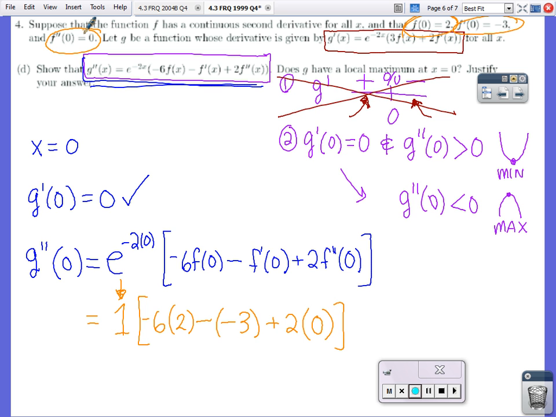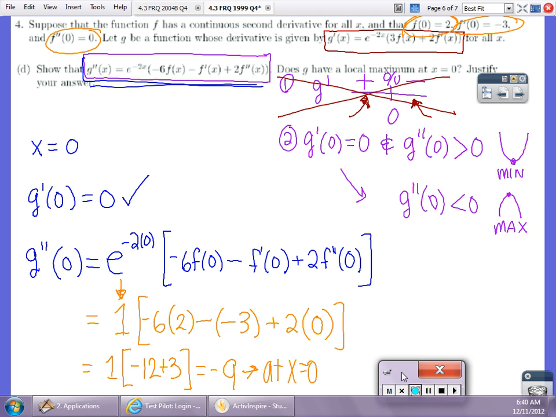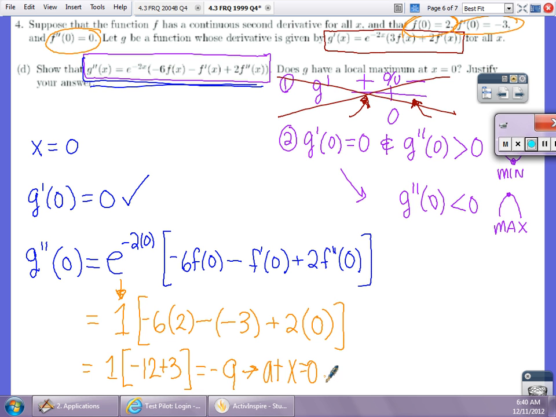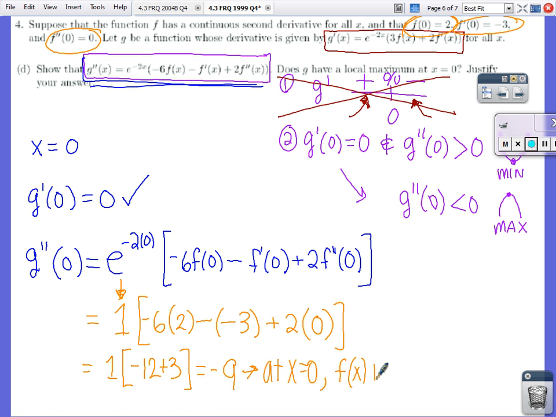Now I'm just going to find what this value equals. We end up with 1 times negative 12 plus 3, so we end up with negative 9. What that tells us is at x equal to 0, g is concave down. Now that we know that it's concave down, the curve would look like this.